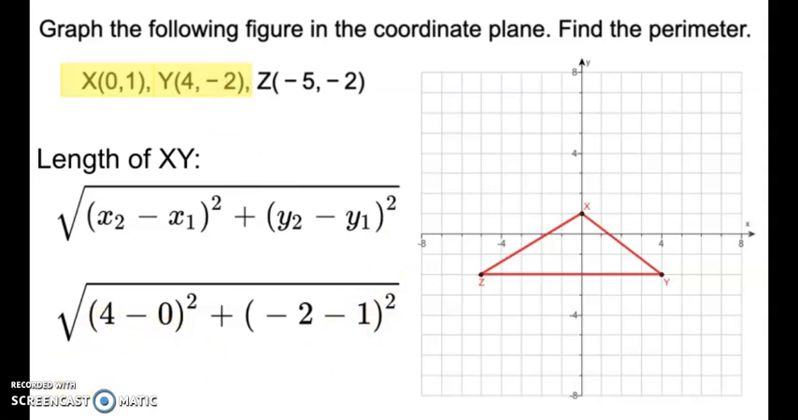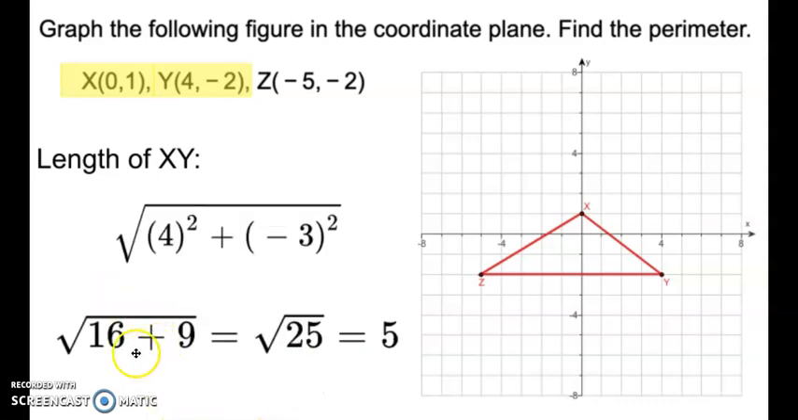square it. So 4 minus 0 is 4 squared. -2 minus 1 would be -3 squared. 4 squared is 16. -3 squared is 9. 16 plus 9 is 25, and the square root of 25 is 5. So the length of xy is 5. Now we need to find the other two lengths.